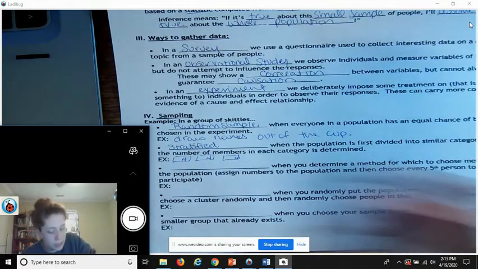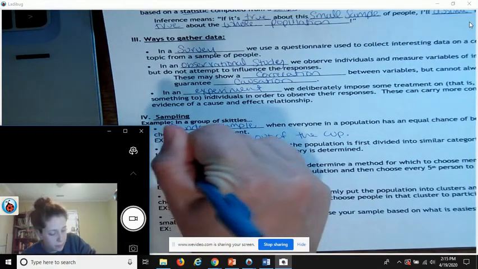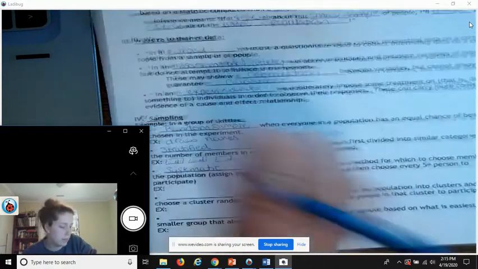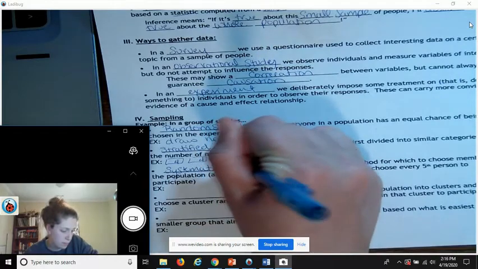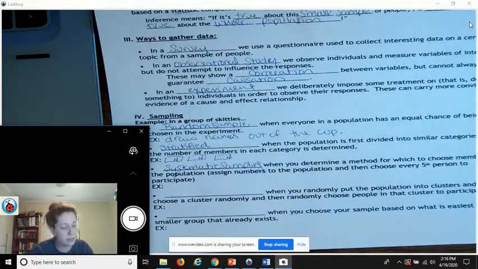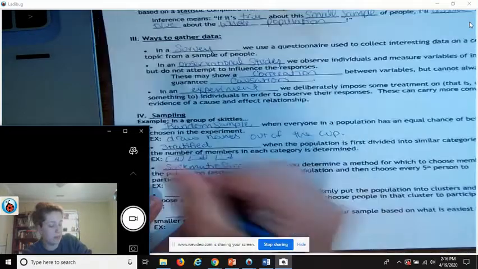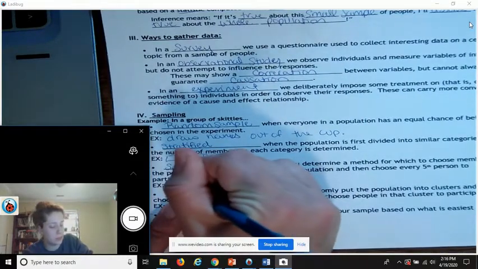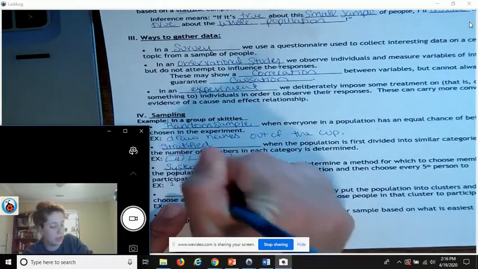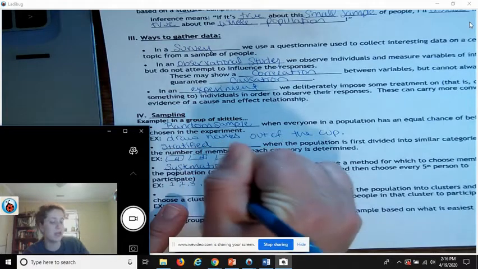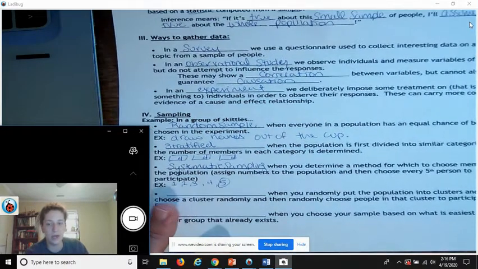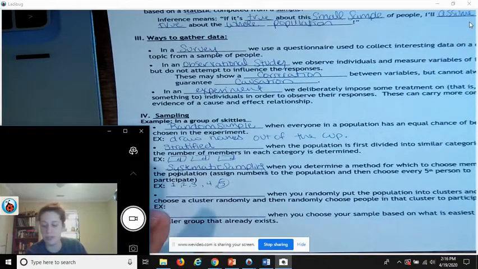The next one is systematic sampling. Okay, when you determine a method for which to choose members of the population, so assign numbers to the population and then choose every fifth person to participate. So maybe you go down a street and you list the houses 1, 2, 3, 4, 5, and you're going to pick every fifth person or household to participate in whatever you're doing.